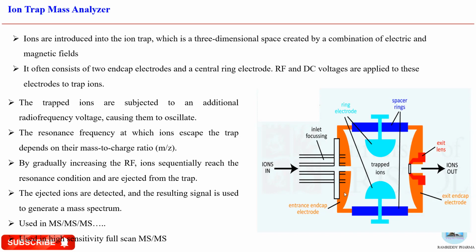Every time, we adjust a certain radio frequency or resonance frequency here. At whatever extent the resonance frequency is there, for that much time the ions are trapped in this analyzer. Once we change the resonance frequency, the trapped ions move outside. When they move outside, we automatically analyze the mass of the ion. So in this way, this ion trap mass analyzer works. These are the three types of mass analyzers we commonly use in mass spectrometers.